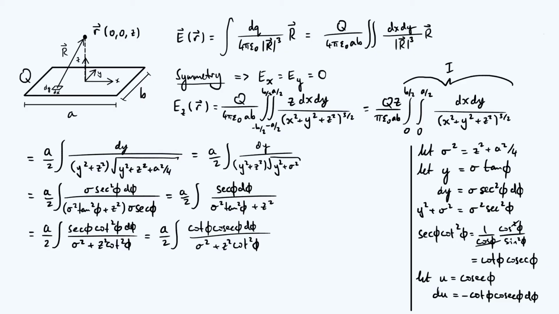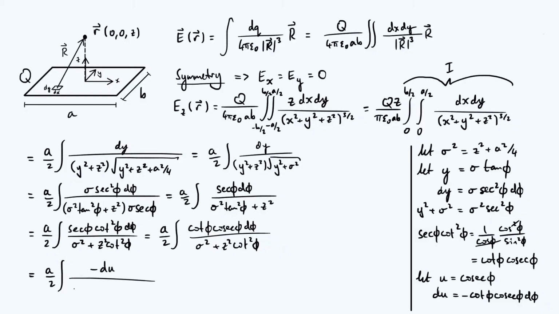Again, I'm not proving that that's the derivative of cosec phi here, but you can do it pretty straightforwardly using the fact that cosec is defined as 1 over sine phi, and then you can use the chain rule to get that result. Okay, so let's apply that substitution in terms of u. You still have this a over 2 factor out the front. Cot phi cosec phi d phi is minus du, so the numerator is now minus du.